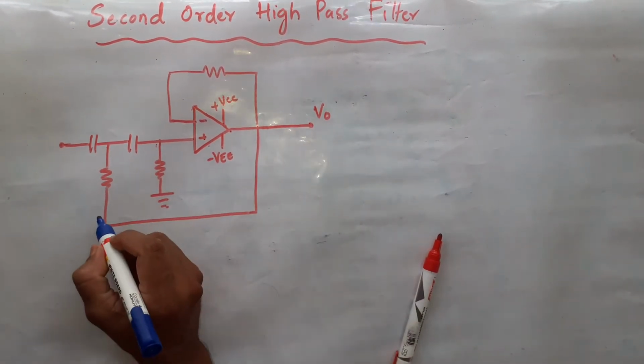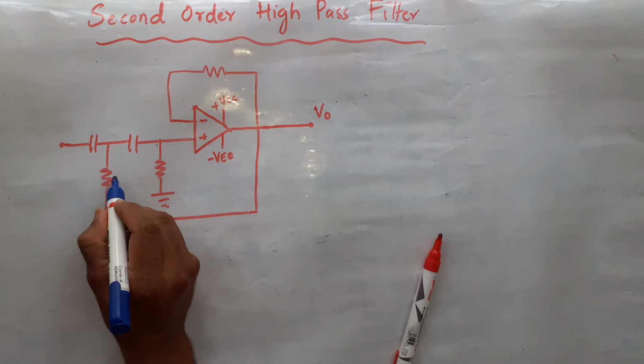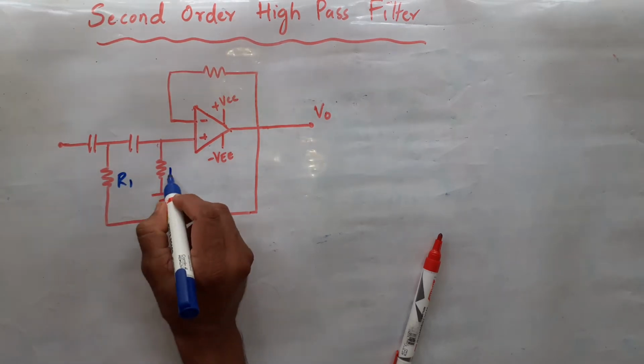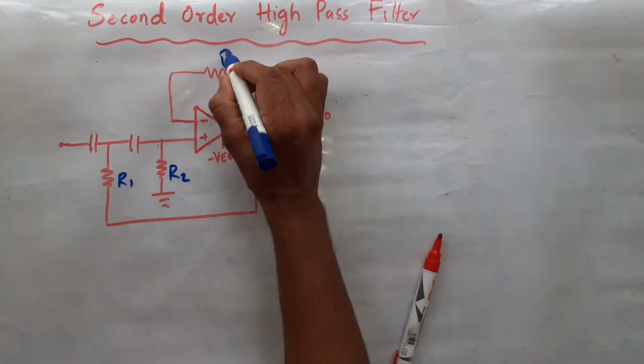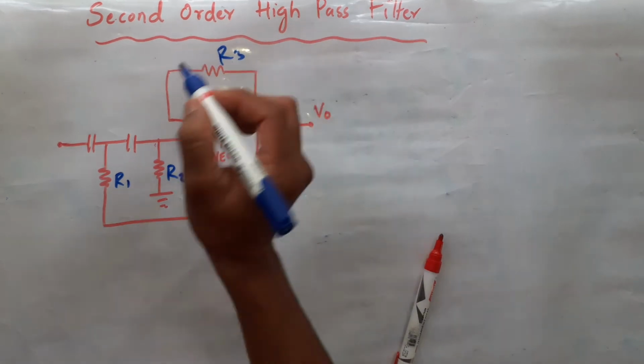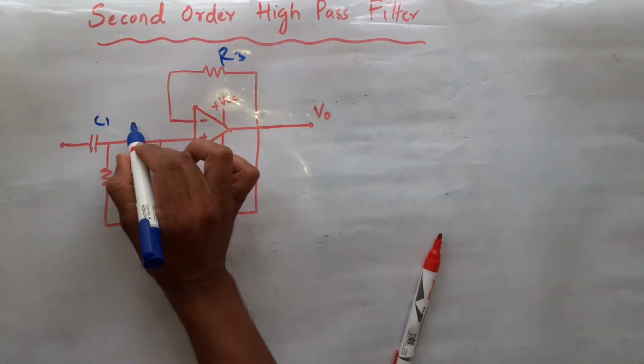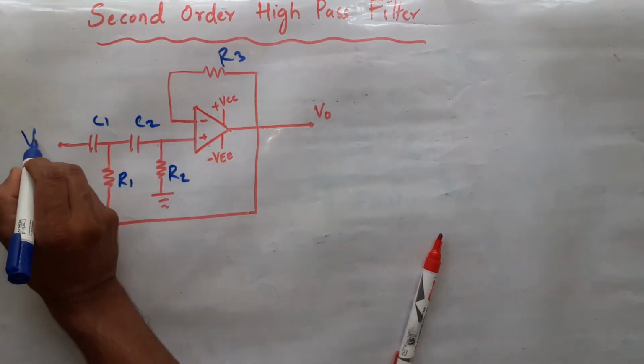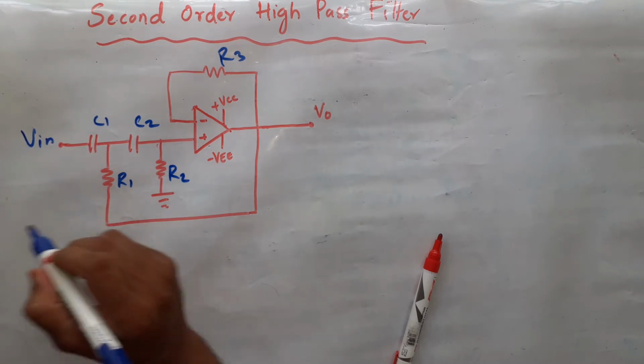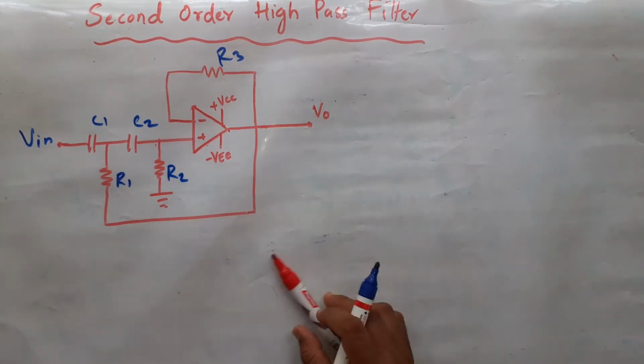This is your R1, R2, R3. Names can be anything. C1, C2, V. Okay, this is your V0.